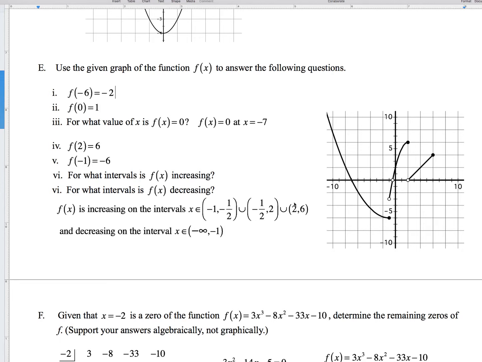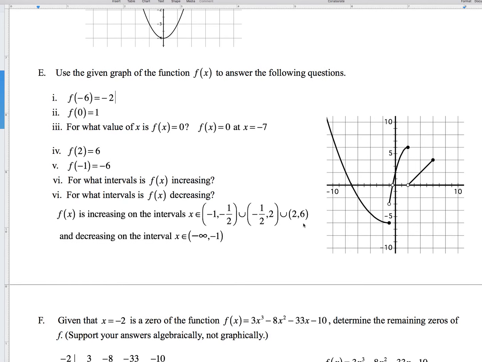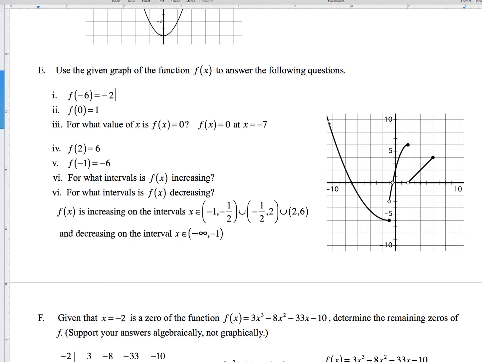That's what you call it when you have the parentheses that say these points are not included. Now the function is decreasing on only one interval, and that's from negative infinity. We assume that this function goes on and on uninterrupted, and so it's decreasing from negative infinity to negative 1. Negative infinity to negative 1, the function is dropping or decreasing.